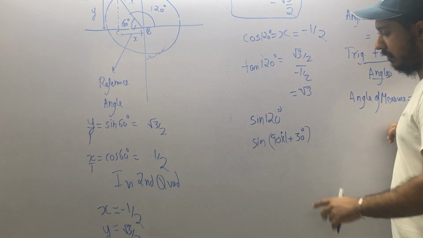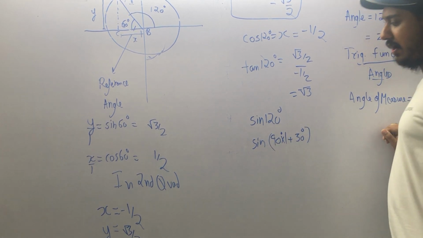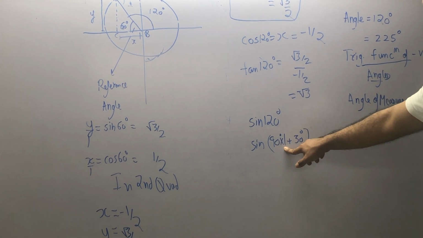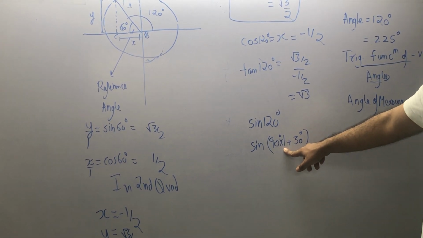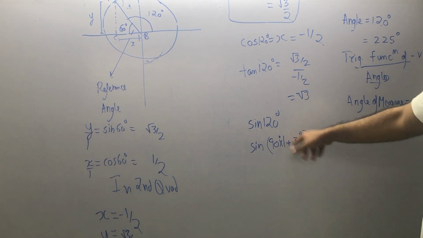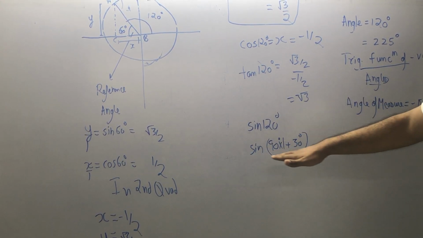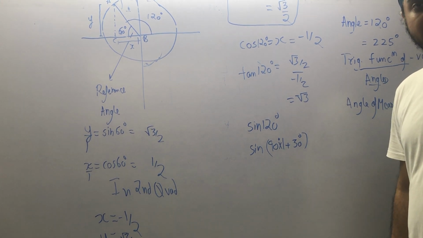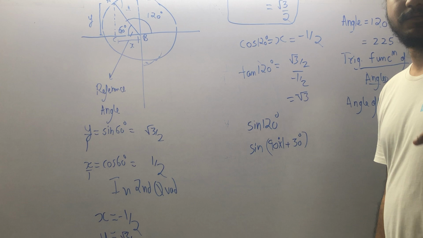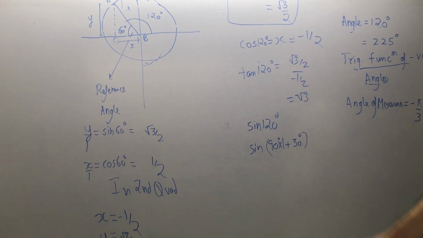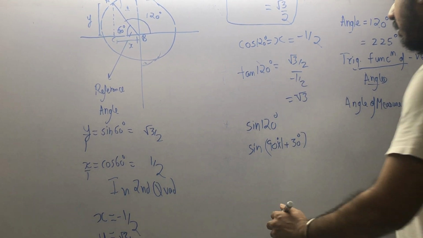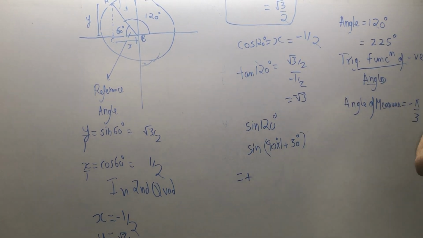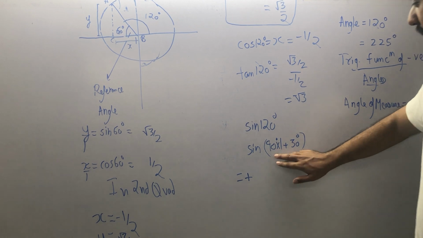I forgot to tell you one thing. Which quadrant is sine 120 lying inside? See, 90 into 1 is the first quadrant. Plus 30, that means you will enter the second quadrant. So in the second quadrant, what is the value of sine? It is always negative. Oh, sorry, it is always positive. Sine is always positive in the second quadrant. You all know that. So I will write here first positive. You will write here positive. Okay, that's enough.